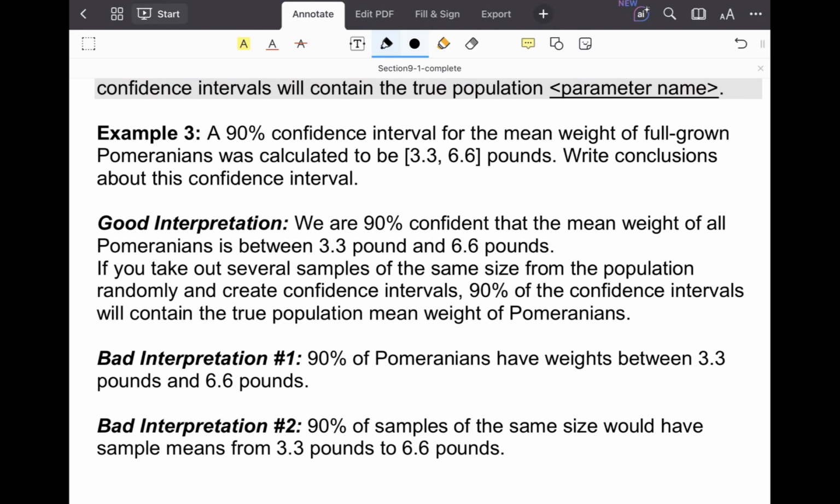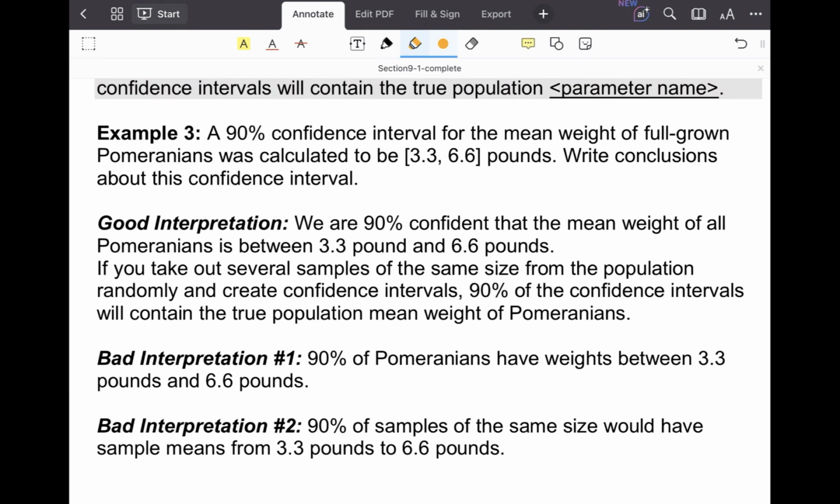It says a 90% confidence interval for the mean weight of full-grown Pomeranians was calculated to be 3.3 to 6.6 pounds. And this is a really typical way of writing a confidence interval. It's just a range of values. So 3.3 to 6.6 is what that stands for. The lower limit is 3.3. The upper limit is 6.6. And it says right conclusions about this confidence interval.